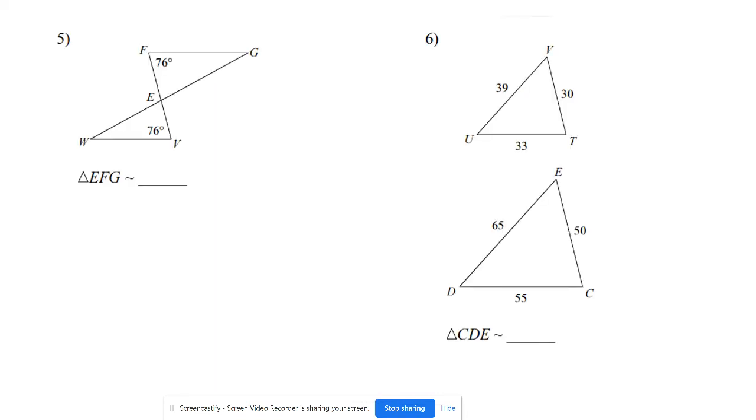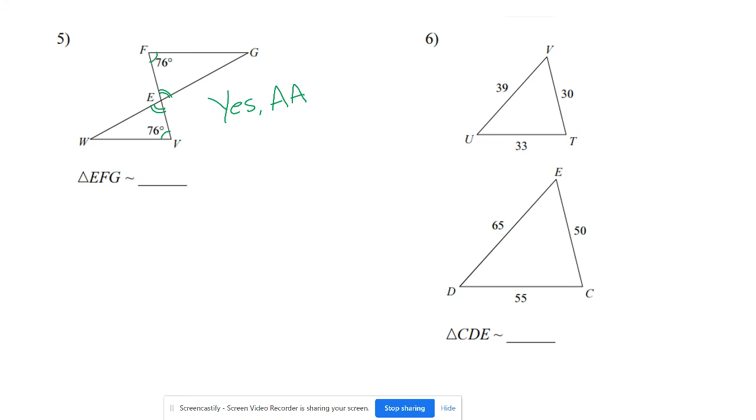Last couple examples here. Number 5 is going to be a quick one. I already know that angle F and angle V are the same because they're both 76. And I can see in the diagram I've got vertical angles in the middle, and those are always congruent. So that's 2 pairs of congruent angles. That's angle, angle. Remember, 2 angles is all you need to show that triangles are similar.